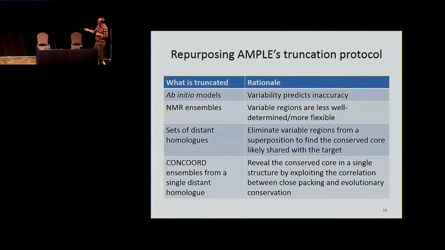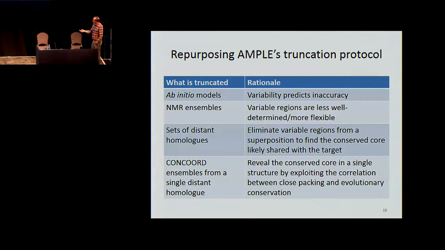So I explained that with ab initio models, the variable bits tend to be lower quality, so clearly they should be targeted first and removed. With NMR ensembles, the variable bits are obviously less well determined, perhaps less reliable, and certainly less helpful for molecular replacement. So we can apply AMPLE's truncation to eliminate variable regions in NMR ensembles. Where you have several distant homologues, we can also exploit the truncation to try and find the conserved core that's shared between those homologues. And that conserved core is actually more likely to be present in your unknown target.